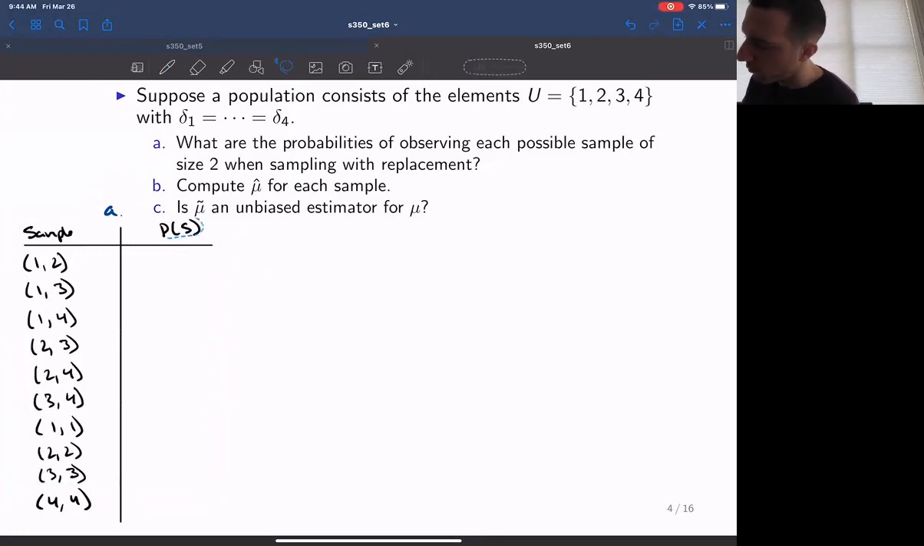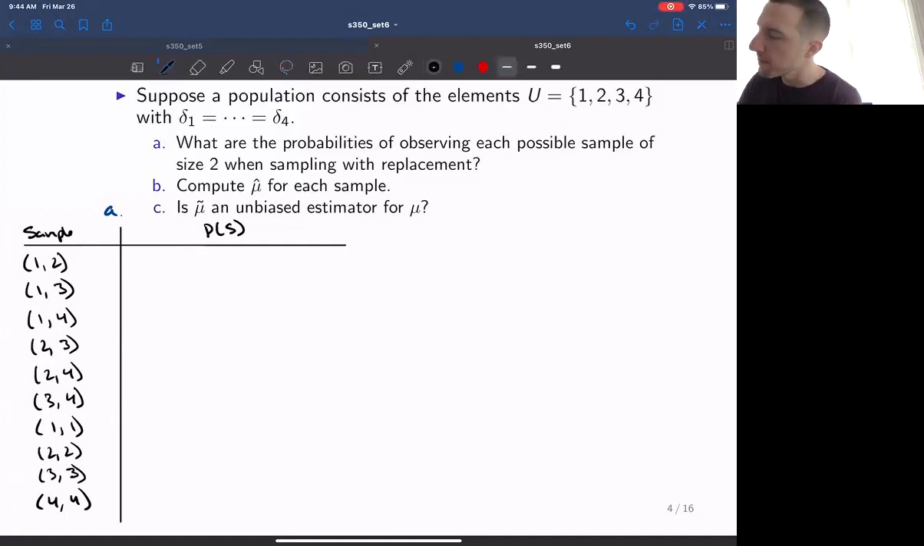So we are sampling with replacement in this illustration. That means that we can observe samples that have the same element multiple times. So that's why when we look at the list of the samples here, we have what you would expect: the sample that contains elements 1, 2, the sample that contains elements 1, 3, 1, 4, 2, 3, 2, 4, 3, 4. Those are the traditional without replacement samples. But then we also have 1, 1, 2, 2, 3, 3, 4, 4, because we can observe each of those samples as well.